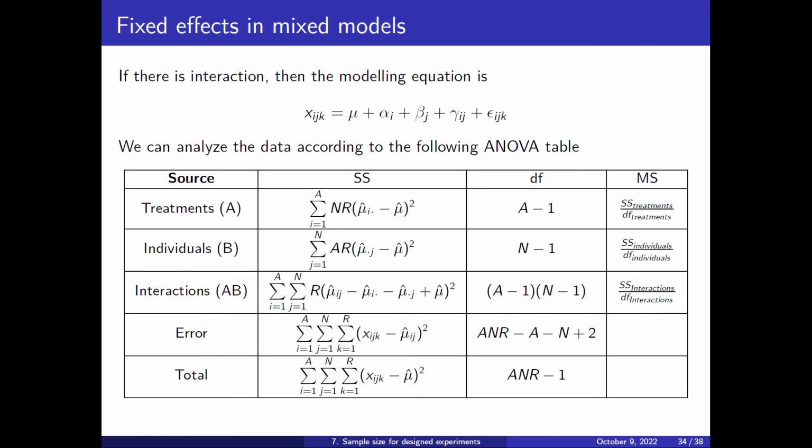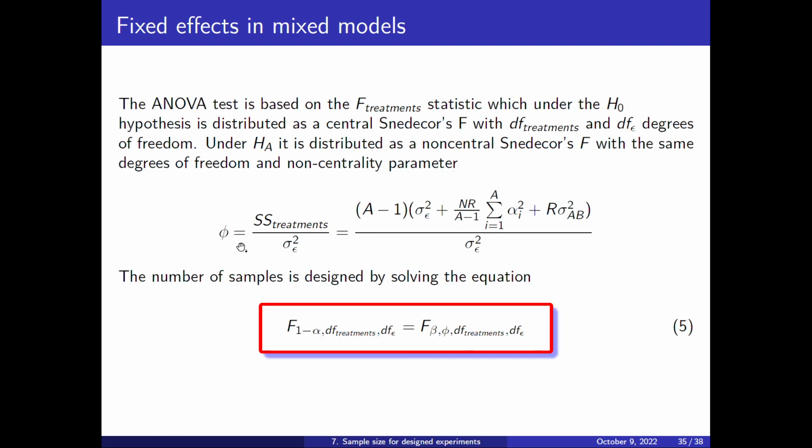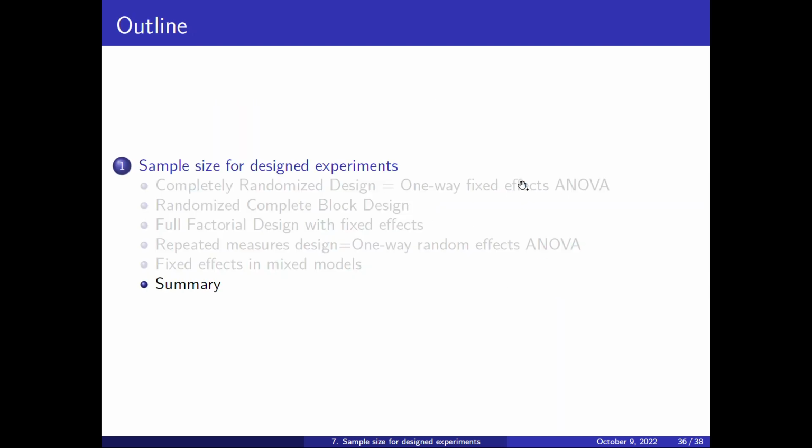And yeah, we can even include interactions. So we can include interactions between treatments and individuals or whatever. So maybe some individuals prefer some, so they behave differently with respect to the inhalator, and then this is the way to compute the non-centrality parameter, but we will not make any example with this.